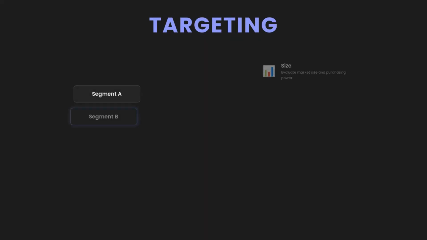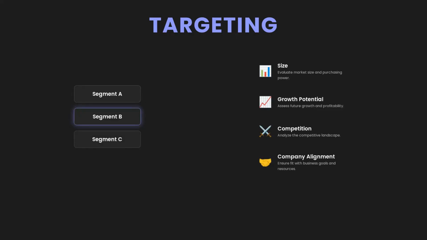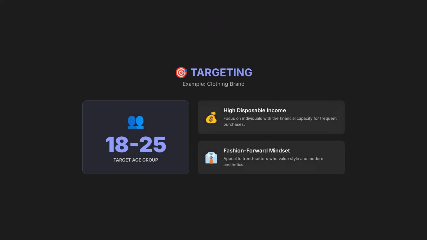Next is targeting. After identifying different segments, the business must decide which ones to focus on. This involves evaluating the attractiveness of each segment and deciding which one to serve based on factors like size, growth potential, competition, and alignment with the company's strengths. Example: the clothing brand might decide to target young adults aged 18 to 25 due to their high disposable income and fashion-forward mindset. This involves tailoring marketing efforts to best appeal to this specific group.